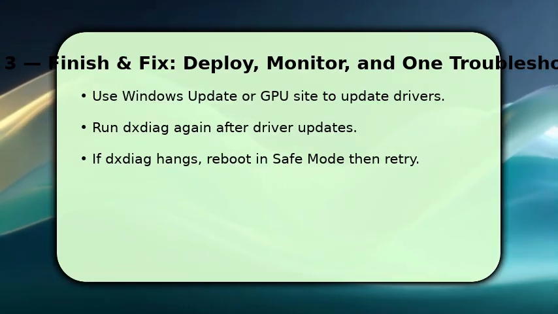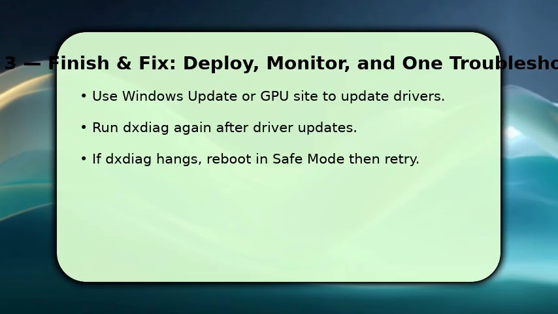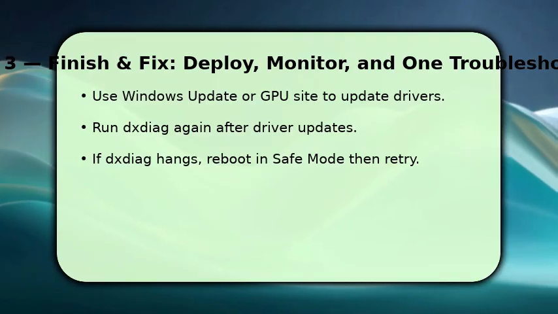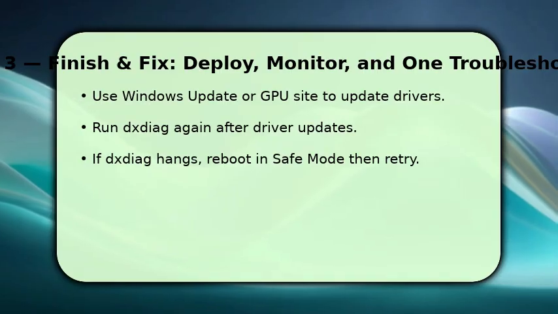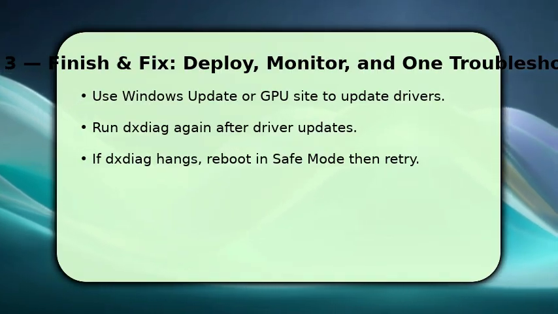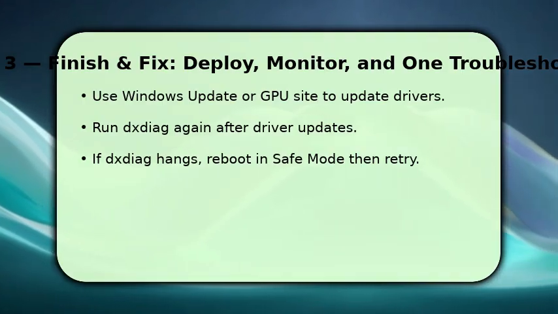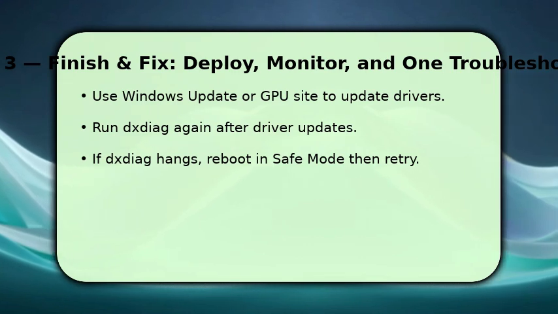Once updated, run DxDiag again to confirm the DirectX version and feature levels changed if needed. If DxDiag hangs or fails, reboot and try safe mode to rule out third-party conflicts. Make sure to test again after a normal reboot. If problems persist, reinstall the graphics driver and run Windows Update, because most DirectX issues trace back to driver or OS mismatches.